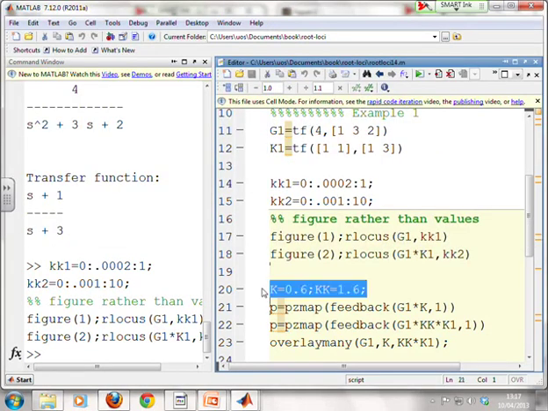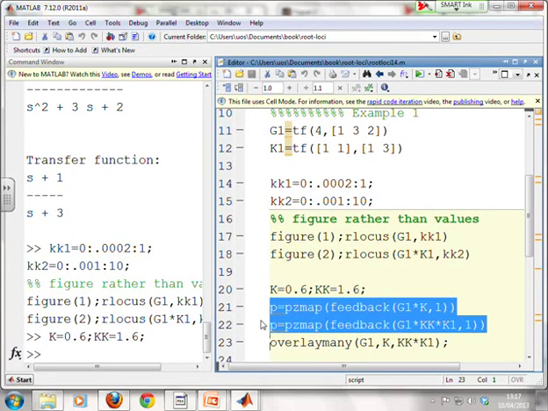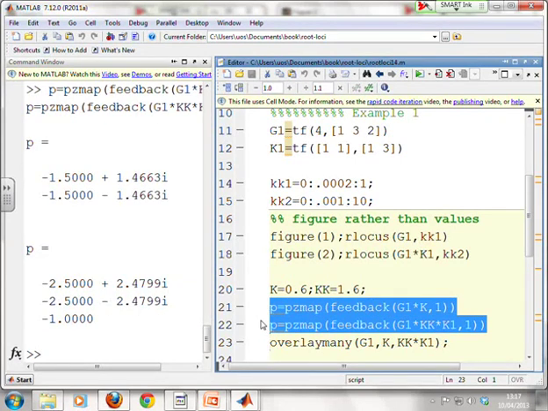Now, as a consequence, we can use different k's in order to balance the real and imaginary part of the closed loop poles. There they are. And let's just look at the closed loop poles we end up with. So with just proportional, minus 1.5 plus or minus 1.46j, so pretty balanced. But with the lead, you notice minus 2.5 plus or minus 2.48j. So we've got a much faster response.